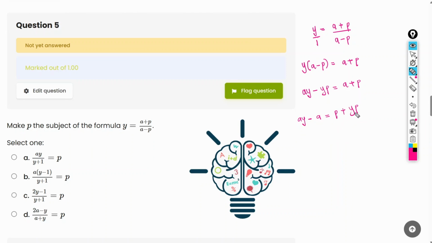So to get the p alone, this is the very interesting part. You can just factor out p from what you have here. If I factor out p, I'll have p bracket 1 plus y is equal to ay minus a. So now I have p alone, and all I have to do is divide both sides by 1 plus y. So my answer is p is equal to ay minus a over 1 plus y. When you consider the options, the correct option is option B.